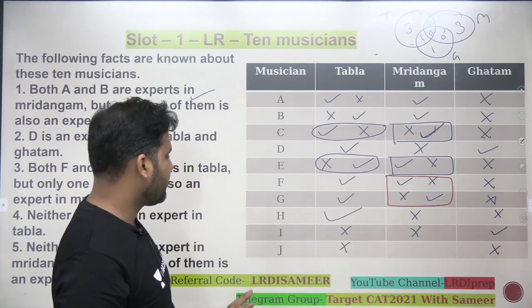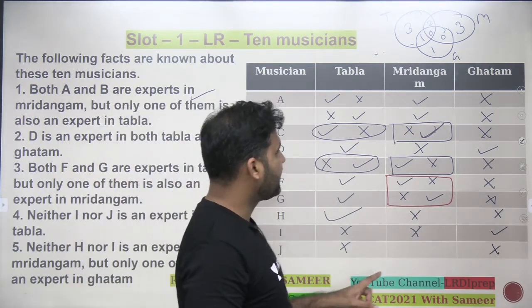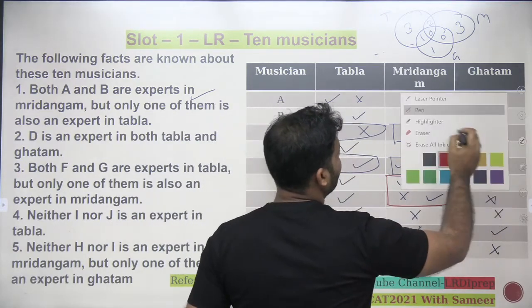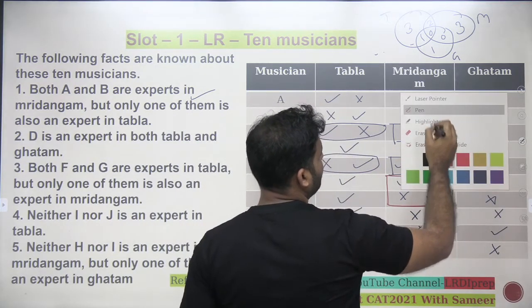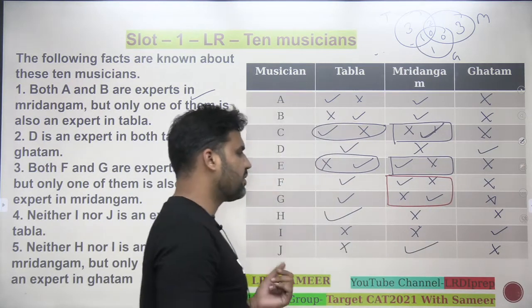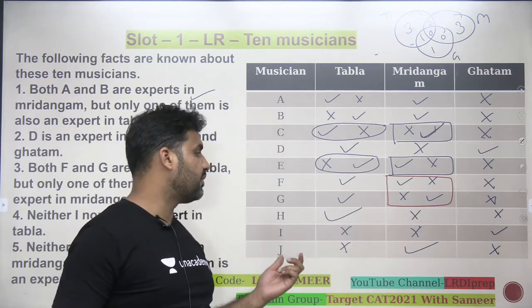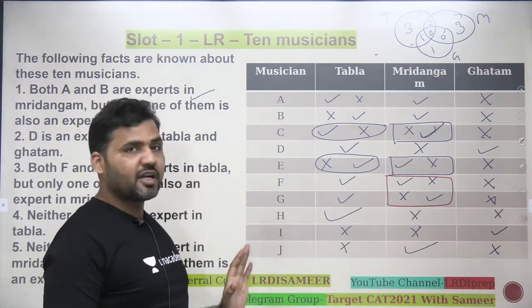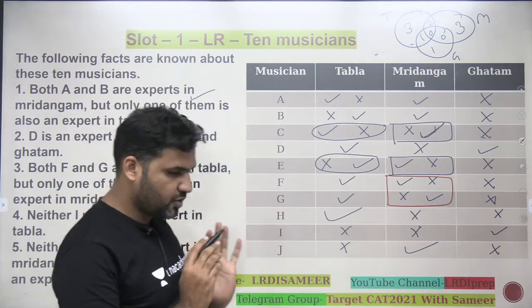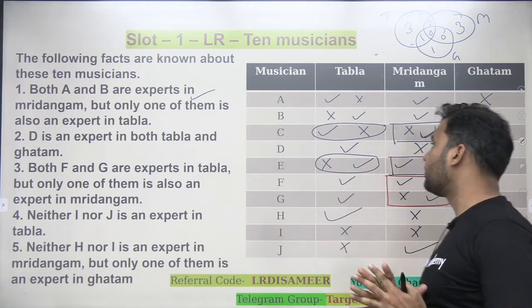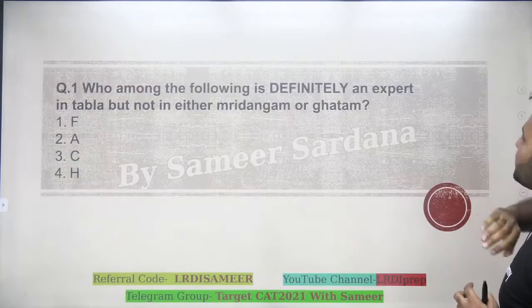Looking at J's information, J is not playing tabla, J is not playing ghatam. So J has to play the instrument which is mridangam. J must be playing mridangam because every musician is playing one instrument. So this is the table that you have now. And now to answer all the questions, all you have to do is just read the information out of the table.